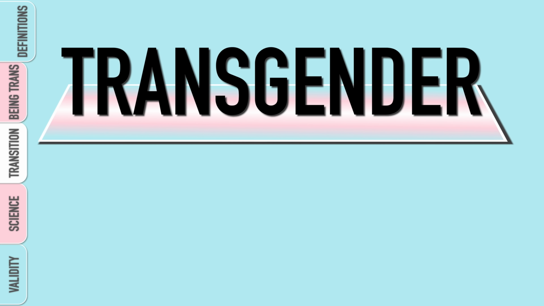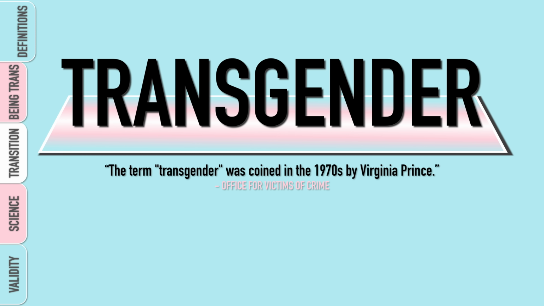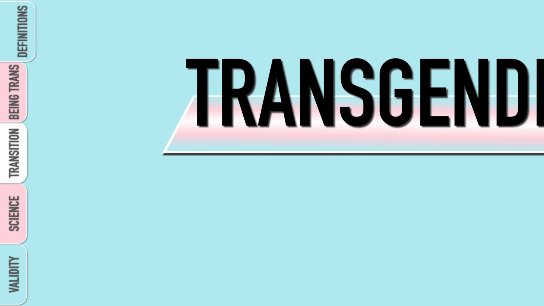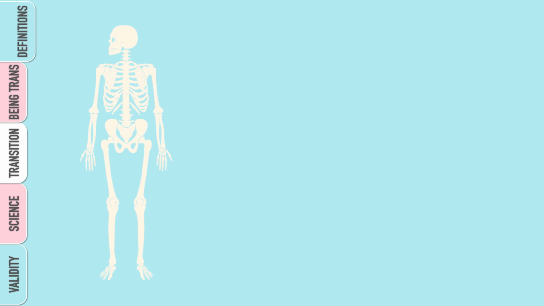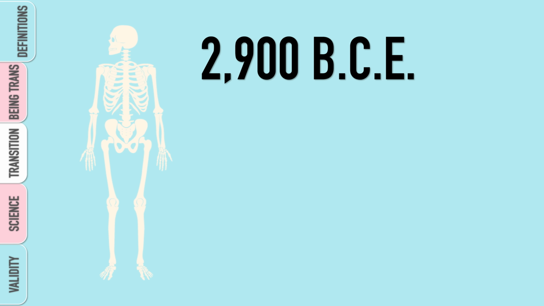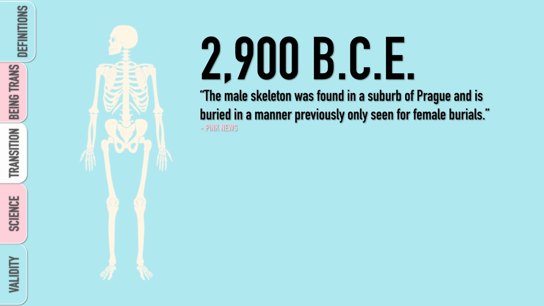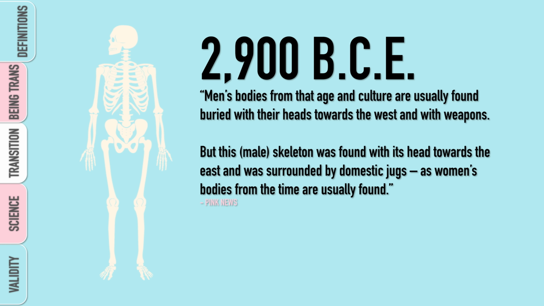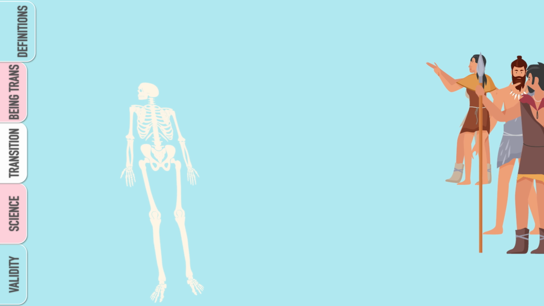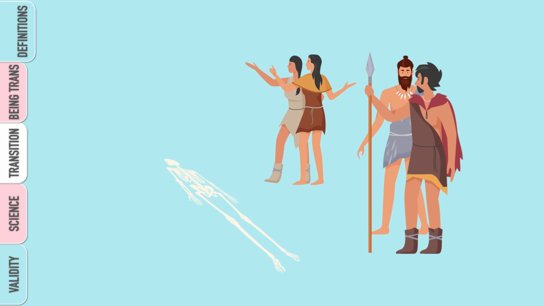Though the term transgender was coined in the 1970s, trans people have been around since the dawn of humanity. In fact, the earliest recorded trans person lived in 2900 BCE, and while this person may not have described themselves as trans 5,000 years before the term was coined, they were buried according to their gender identity, not their sex assigned at birth. This means the people in 2900 BCE respected a person's gender identity even after death.